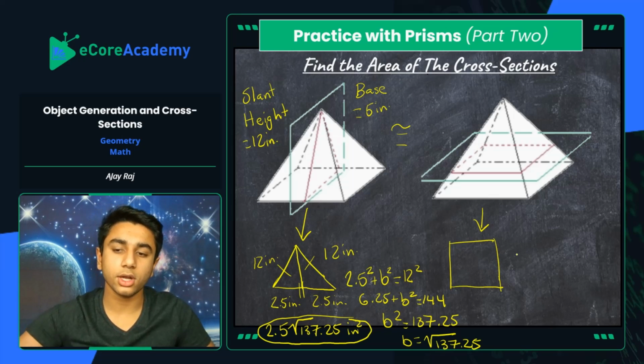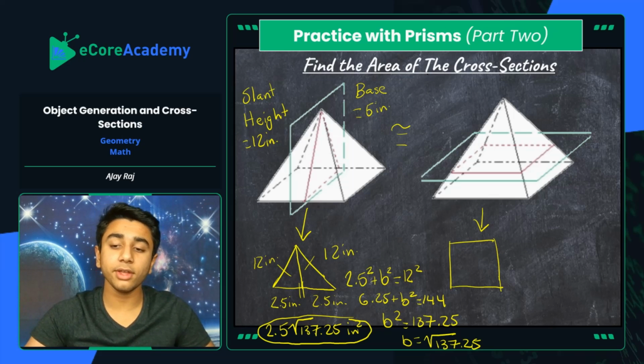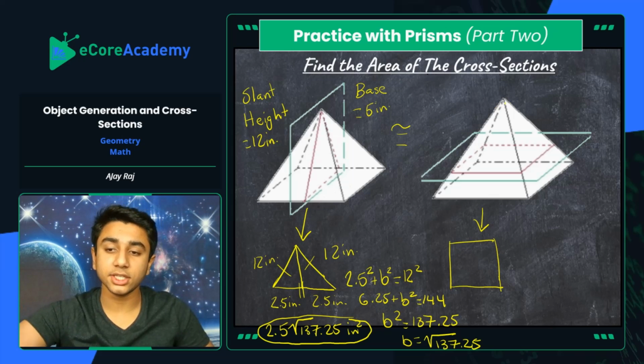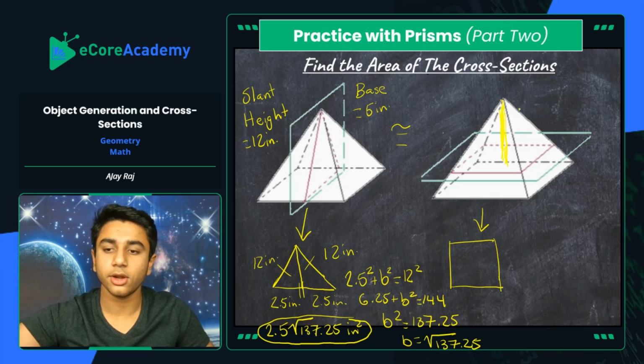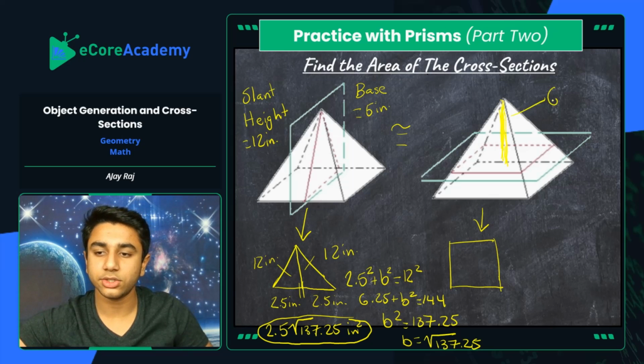And now for the square cross section, I'm going to give you some other values as well. What we're given is the distance between the vertex and the actual square itself, so this lateral height, this distance right here. I'm going to draw that out. So this distance from the vertex of the pyramid down to the actual square, at the center of the square, is going to equal 6 inches.